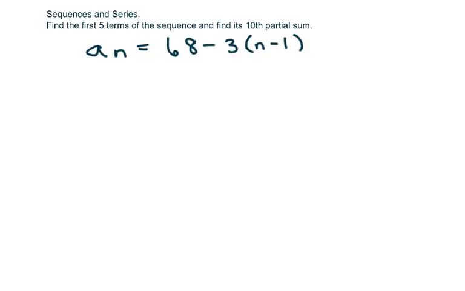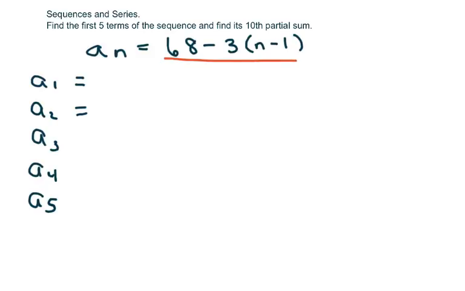So what I'm going to do is plug in. I need a sub 1, a sub 2, a sub 3, a sub 4, and a sub 5. And I'm going to just use this formula here. Everywhere, my n is 1, 2, 3, 4, and 5. It's called the nth term.